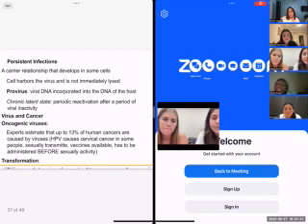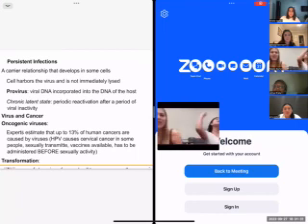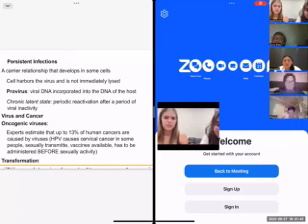Okay, persistent infections. A carrier relationship develops in some cells. The cell harbors the virus and is not immediately lysed. A provirus is viral DNA incorporated into the DNA of the host.